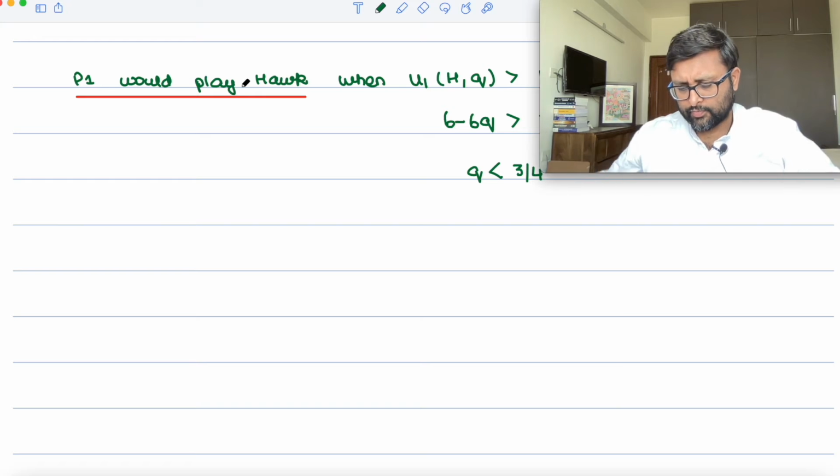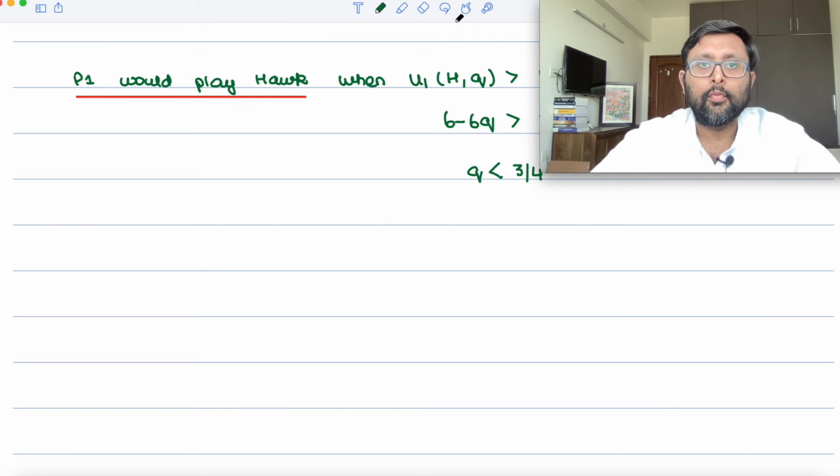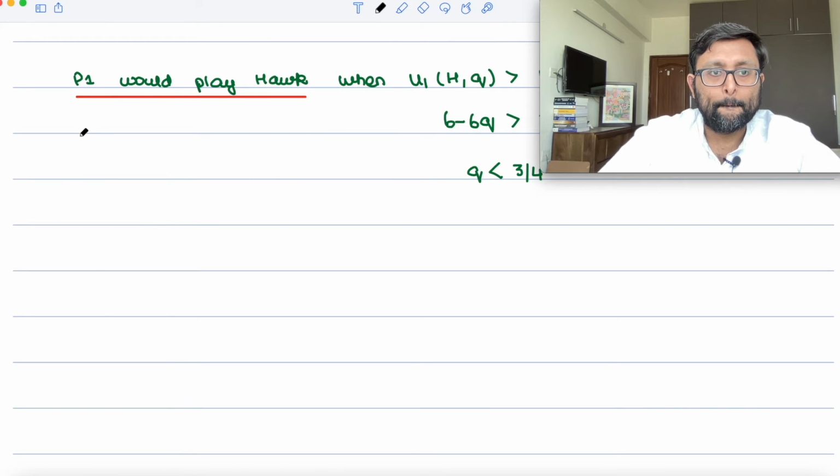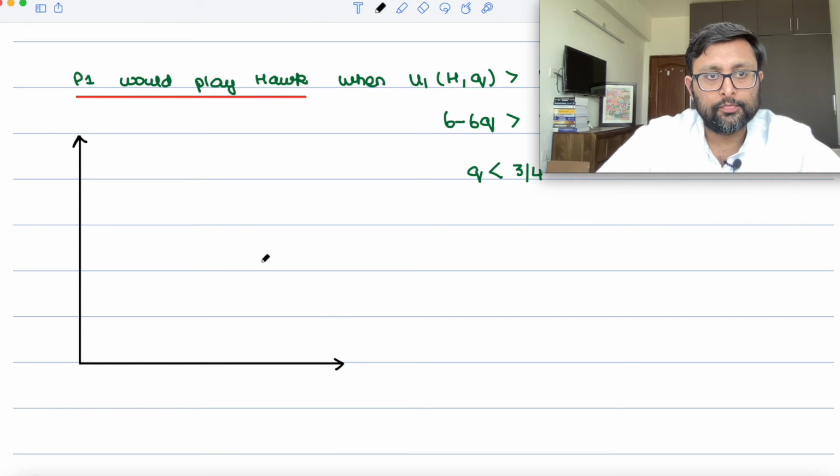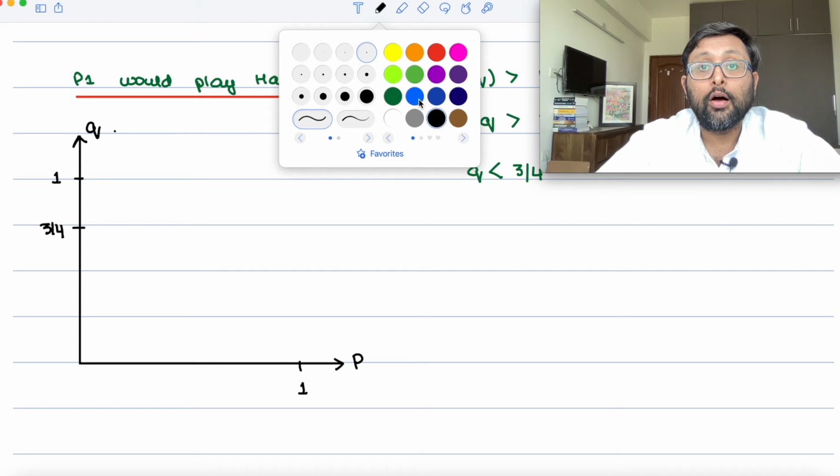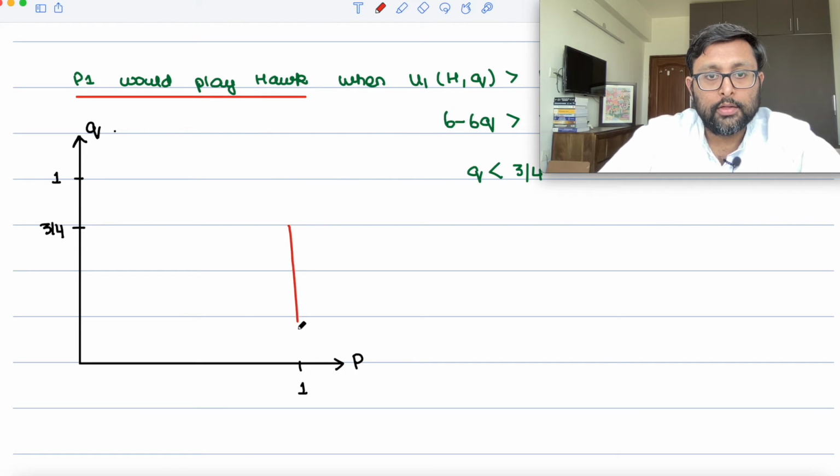So what do I mean by this? You have p and q. Of course, these are probabilities, so they can be somewhere between 0 and 1 only. Let's say this is 3 by 4. So beta, when q is less than 3 by 4, I am surely going to play hawk. That is one. You getting what I'm saying?